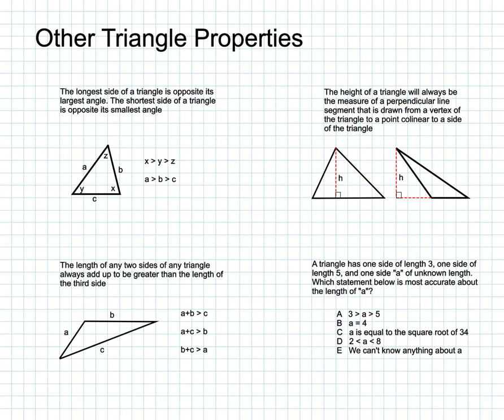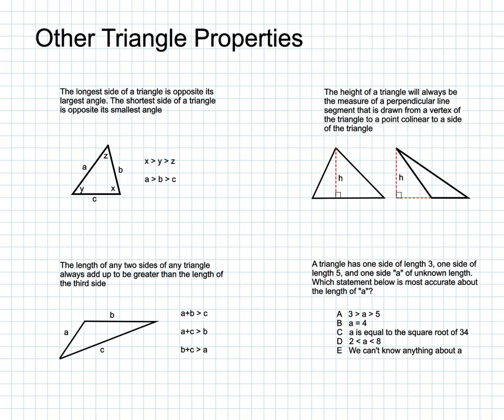In this video, I want to go over some other useful properties of triangles that we haven't covered in other videos. First up, the longest side of a triangle is opposite its largest angle. The shortest side of a triangle is opposite its smallest angle.